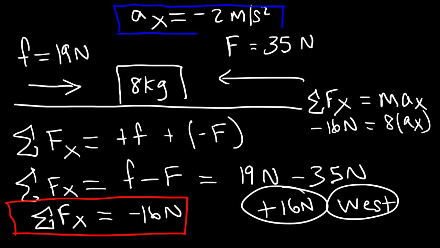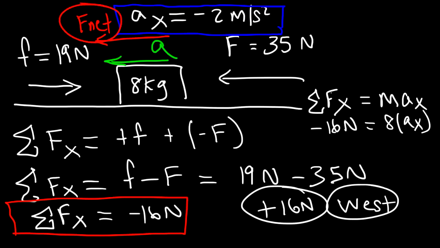So the negative value tells us that the acceleration vector is towards the left. And it makes sense. The net force is negative 16, so that means the net force is directed towards the left. And based on Newton's second law, the acceleration vector and the net force vector have to be in the same direction. In this case, they're both pointing towards the left, or in the west direction.